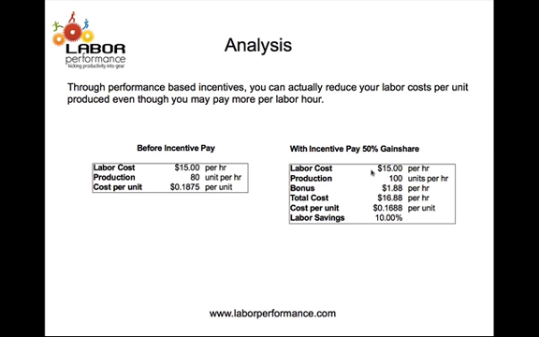So let's assume with this incentive pay that productivity goes up by 25%, from 80 units per hour to 100 units per hour. The bonus to the employee for increasing productivity by 25%, they get 12.5% of that because they're getting 50%. So 12.5% of $15 is $1.88 per hour. So the total labor cost for the employee on a per hour basis is $16.88 per hour. However, your cost per unit is now 16.88 cents per unit. So that's a decrease of 10% from 18.75 cents per unit.